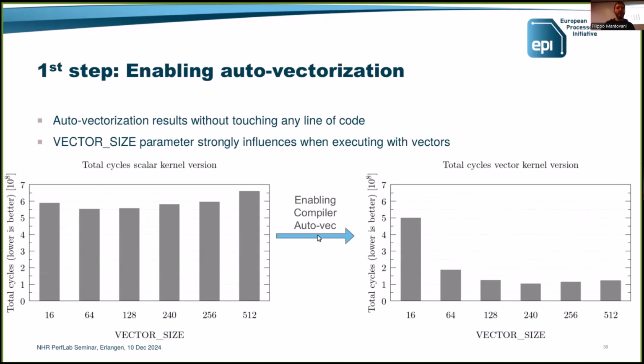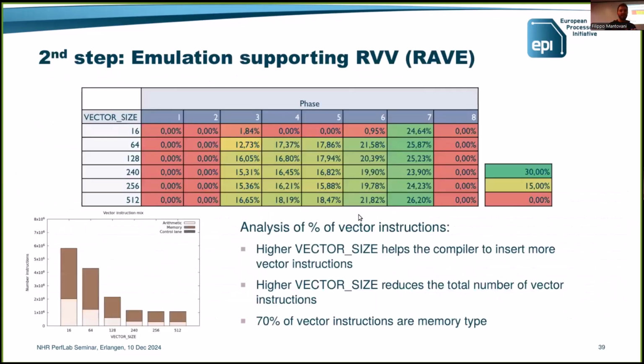But be aware that here I'm cheating a little bit, because I jumped directly to the end. Now, the second step is the emulation using Drave, the QEMU plugin. Here you can see the percentage of vector instructions that are present in each phase. We have a color code: green is about 30%, and 0 is red.